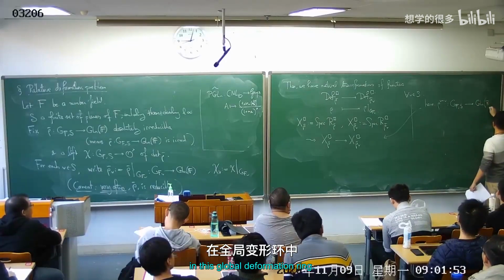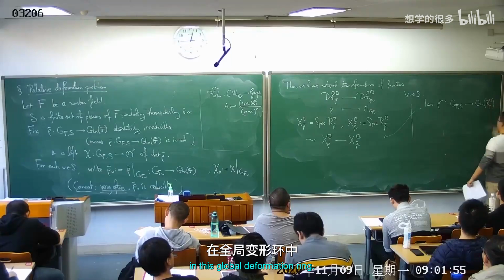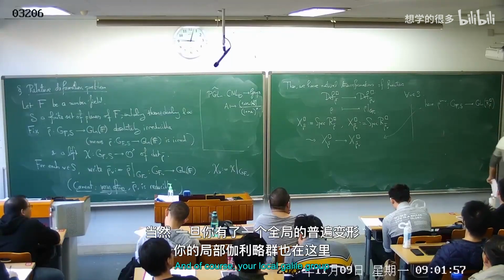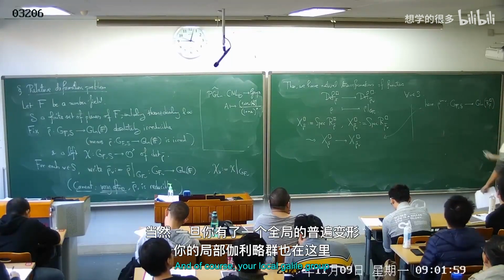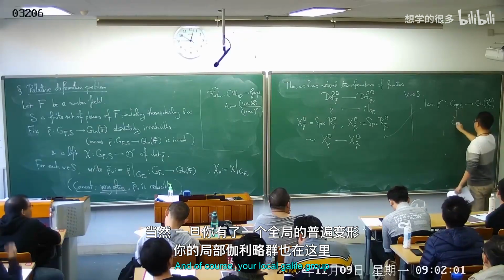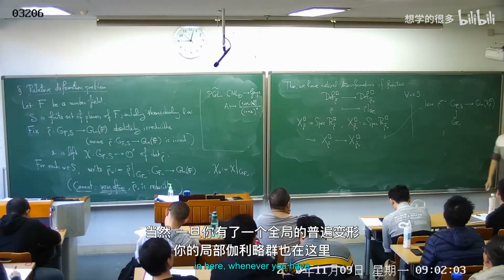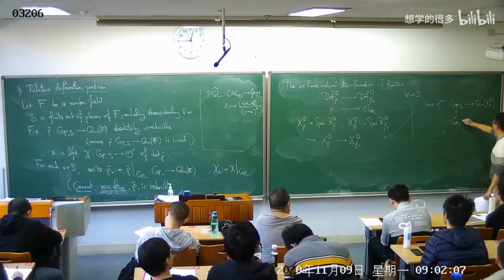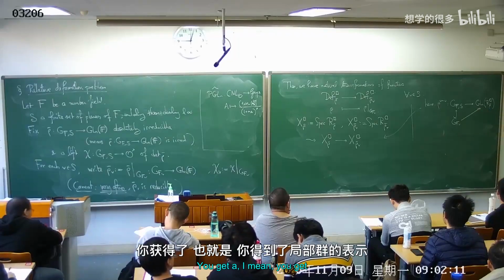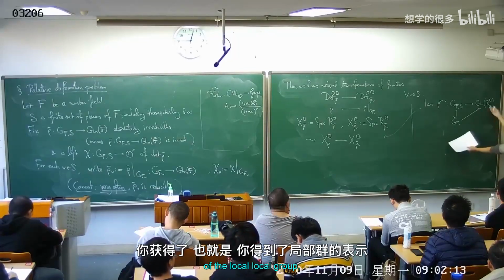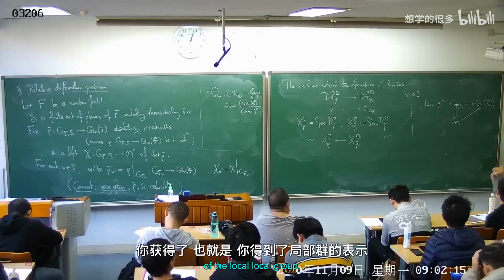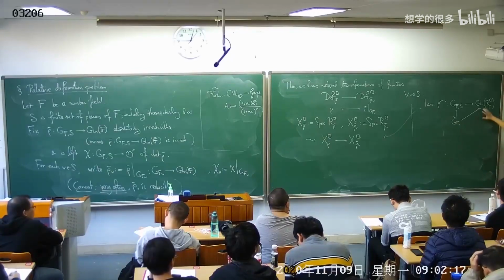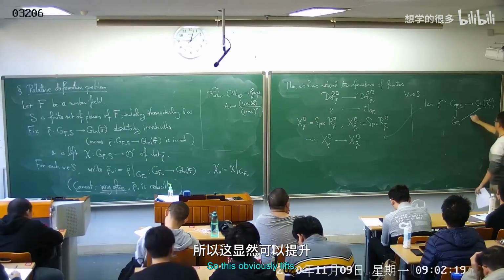With coefficients in this global deformation ring. And of course your local Galois group embeds in here. Whenever you have a global universal deformation, you can compose it. You get the representation of the local Galois group, which also lifts.